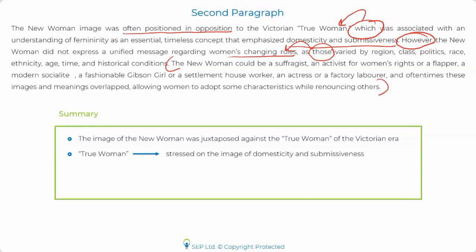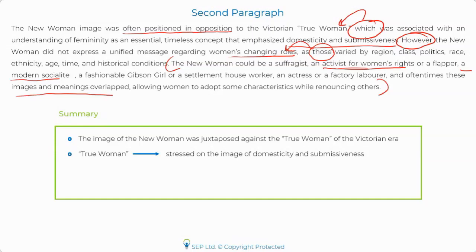She could be a suffragist. Who is a suffragist? Here you have a noun phrase modifying suffragist: an activist for women's rights. Flapper. Was a flapper a modern socialite? Okay, so the new woman didn't have to be always a political woman. She could be a modern socialite as well. She could be a fashionable Gibson girl. She could be a settlement house worker. She could be a factory laborer. She could be an actress. She could be anything.